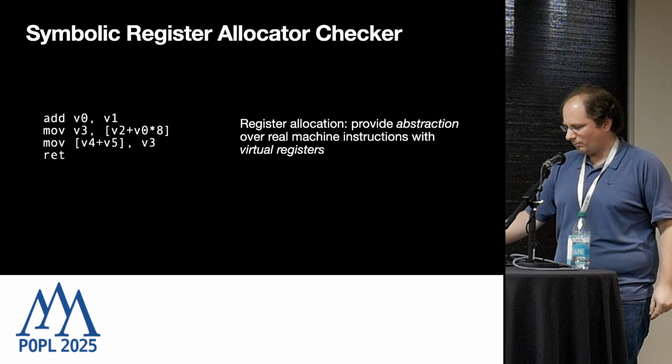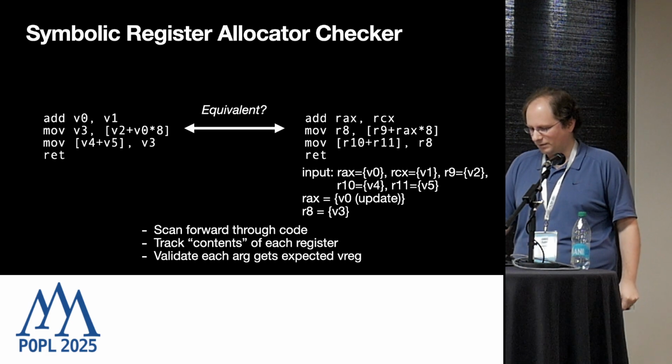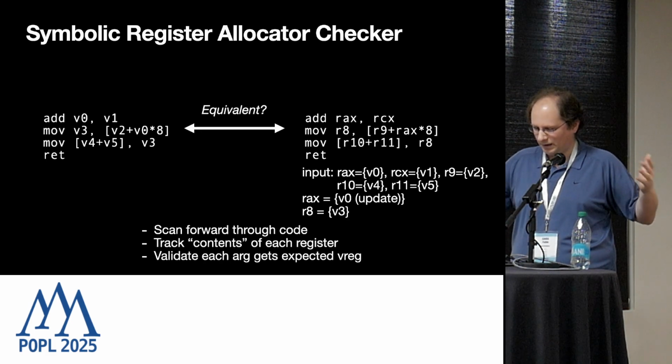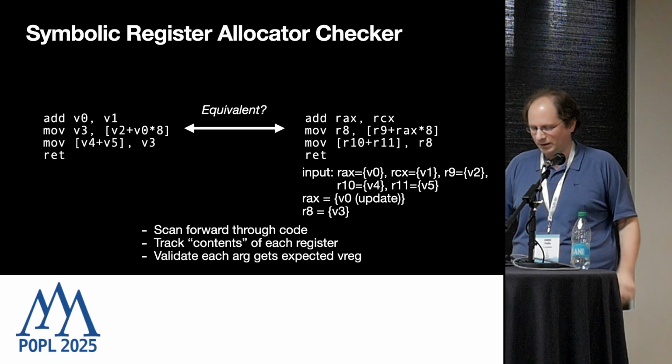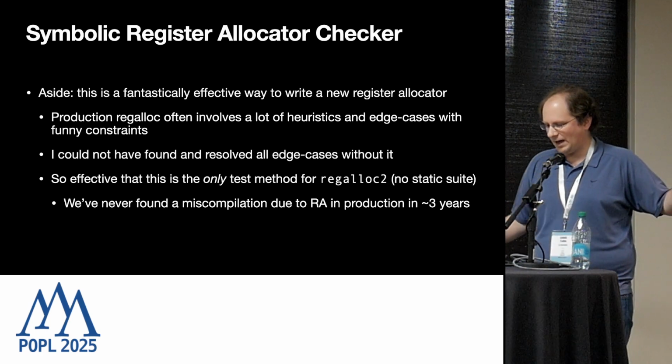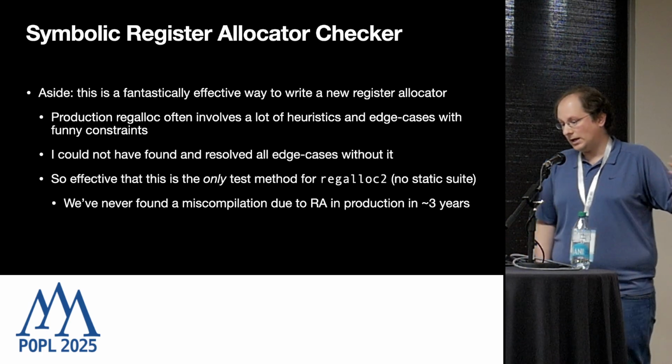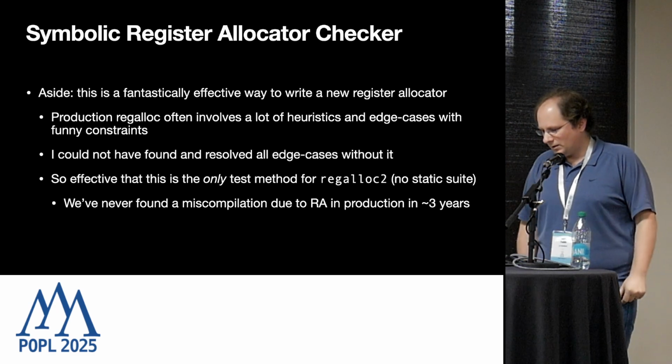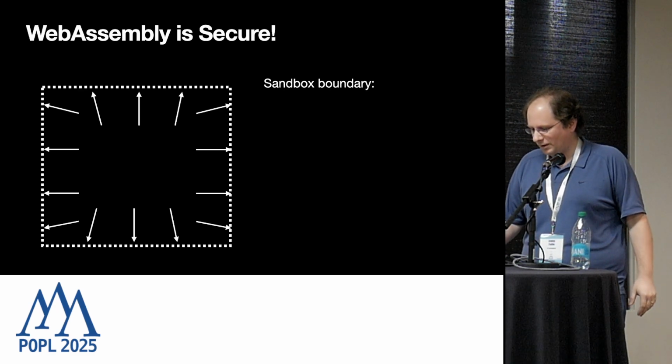Okay, I'm going to skip regalloc. Basically, we just do symbolic verification that the regalloc result is equivalent, and we fuzz with this. The thing I'll say about it is that it's extremely effective, and we actually haven't had a regalloc bug in production in 3 years because we do this fuzzing with symbolic checking.